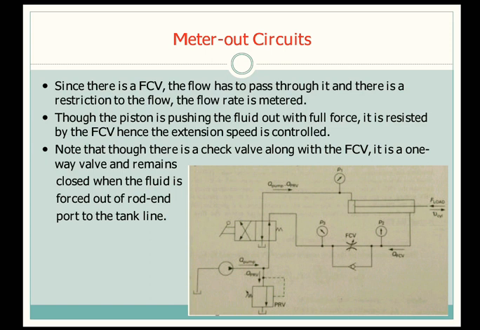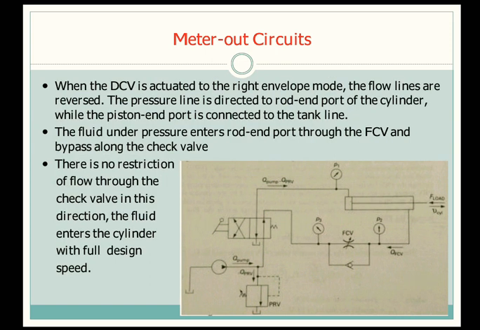Note that there is a check valve along with the FCV. It is a one-way valve and remains closed, and the fluid is forced out of the rod end port to the tank line. When the directional control valve is actuated to the right envelope mode, the mode which is shown in the figure, the flow lines are reversed. The pressure line is directed to the rod end and the piston end is connected to the tank line. You can see from the figure it is clearly shown.